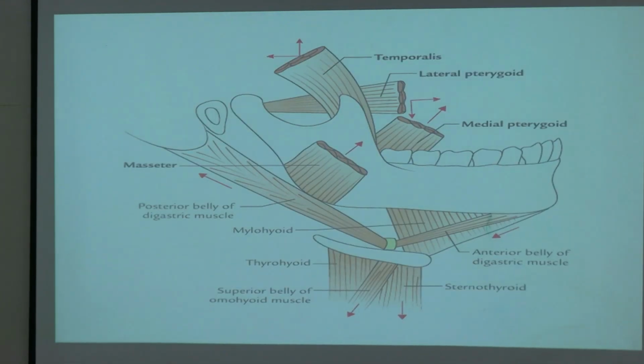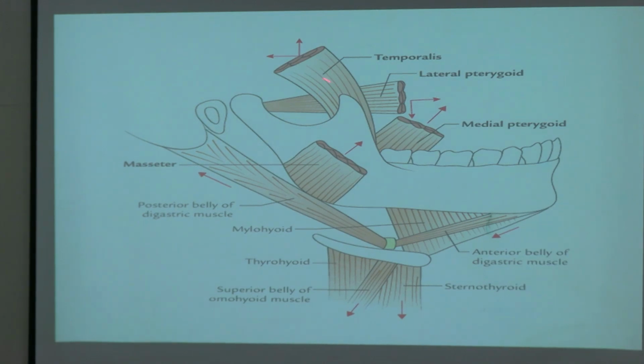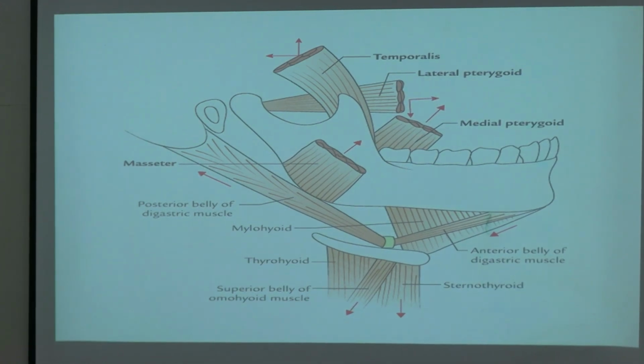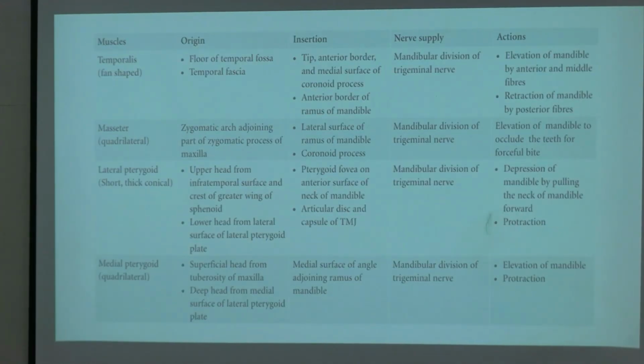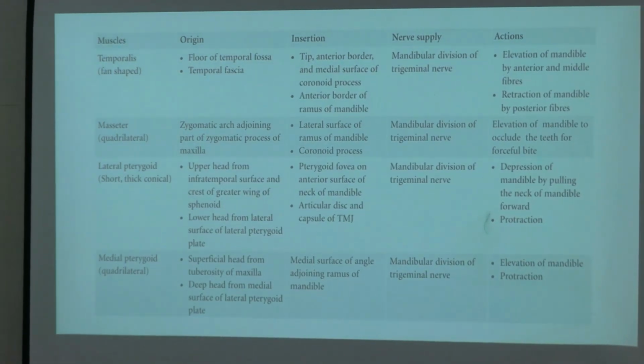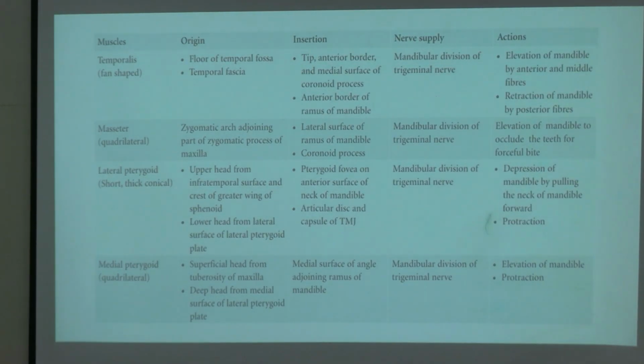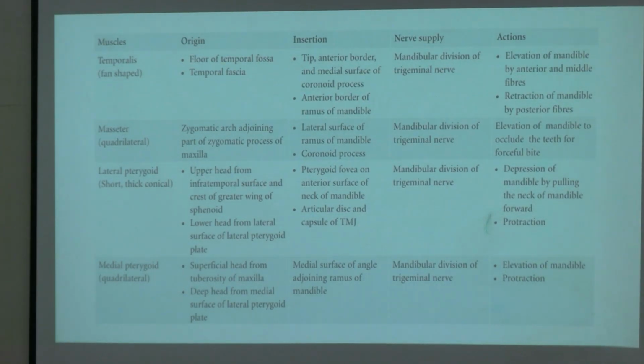Okay. You can see here, this is your masseter muscle and this is your temporalis muscle, this is lateral pterygoid and this is the medial pterygoid muscle. These are the principal muscles of mastication. Next, the origin, insertion, nerve supply and action of each muscle are important for your dissection part, for discussion. Okay.